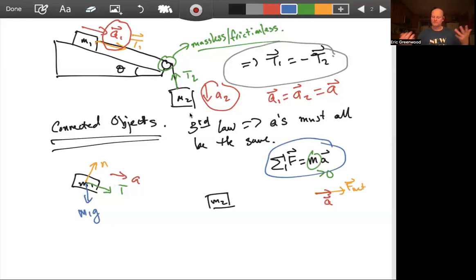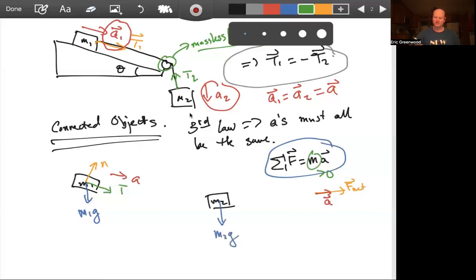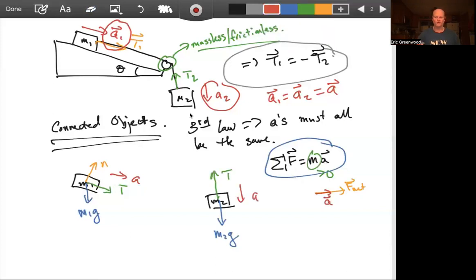So good. We haven't talked about friction yet, so we can ignore friction. So basically, those are all the forces on this guy. Now let's look at M2. M2 is going to have, again, weight downward, so I'm going to get an M2G downward. And then I have tension. In this case, tension is going to be pulling upward on it. So this is my tension. But we know this guy is going to be accelerating downward with the same acceleration A. Right. So these are my free body diagrams.